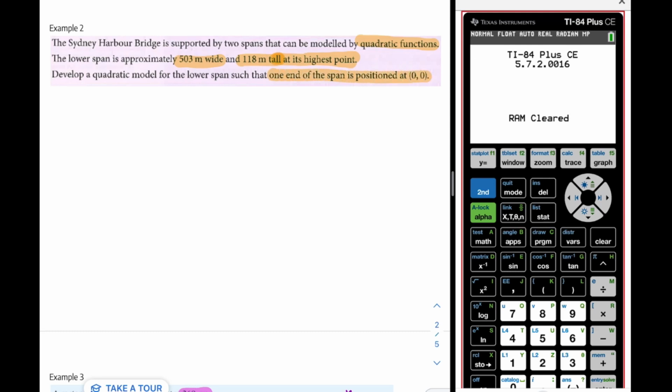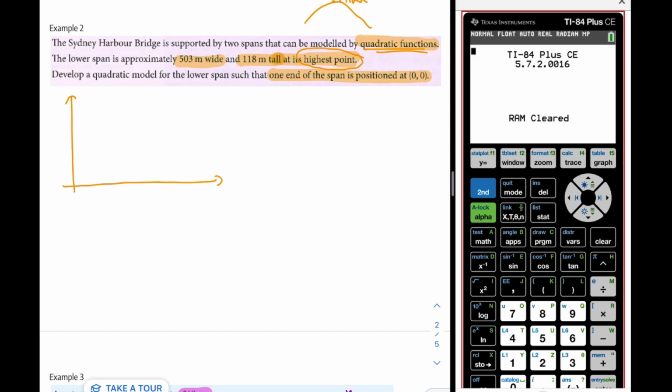Okay, so in this question, we're told that we can model this with a quadratic function. We're also told that our quadratic function has a highest point. So if it has a highest point, that means that we need to have a maximum. So if we have a maximum, then we know that our quadratic is going to look something like this. So I can start and create a representation for this model.